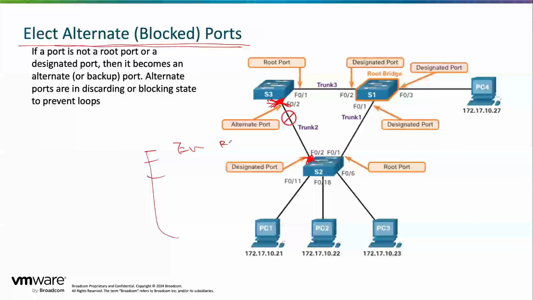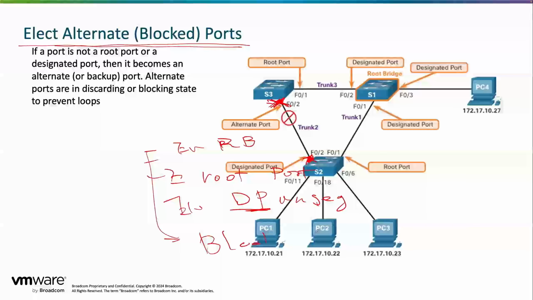So we can see we have four steps: election of the root bridge, election of the root port, election of the DP specific to every segment, so just be careful with the DP election, and the last step is to block the others. This is how IEEE 802.1D spanning tree works, how spanning tree works out a loop-free topology. Those are the four steps.